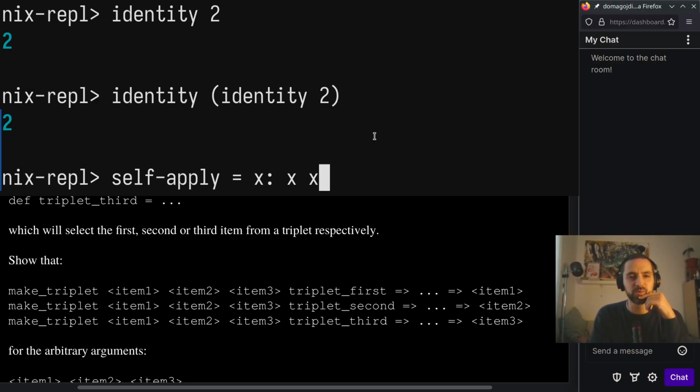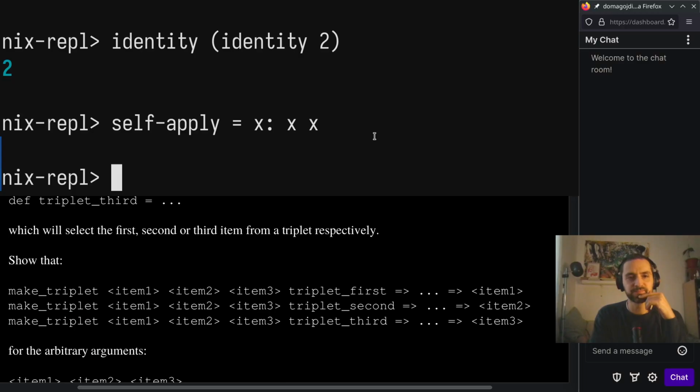I don't think this will work in Nix REPL either. Look at this. Oh wow, how does this even work? This doesn't work. This is curious. Why does this thing work? This shouldn't work. This is kind of weird. This is very weird.